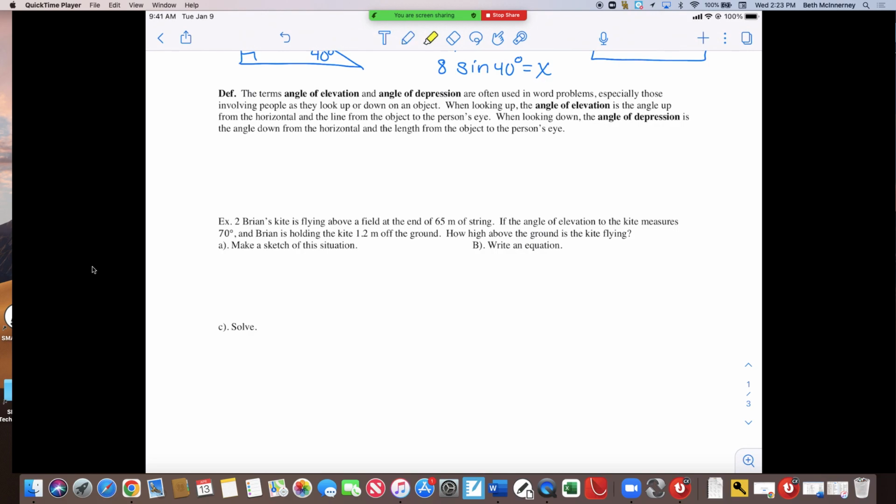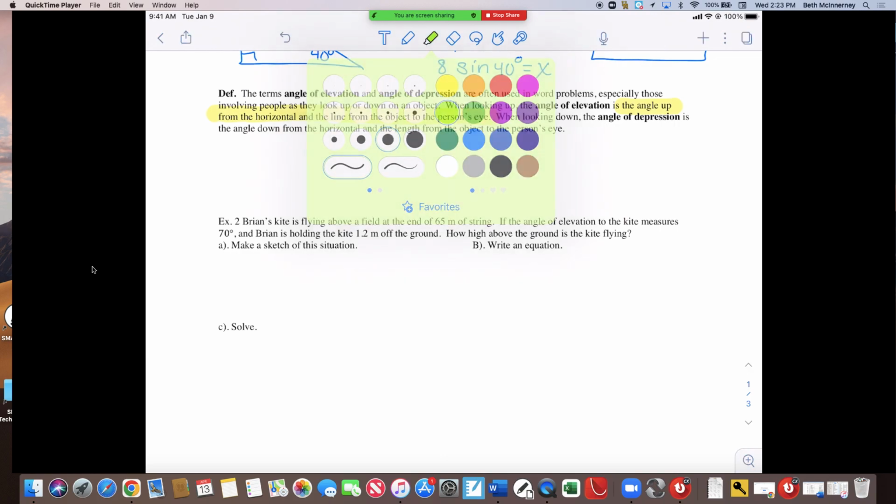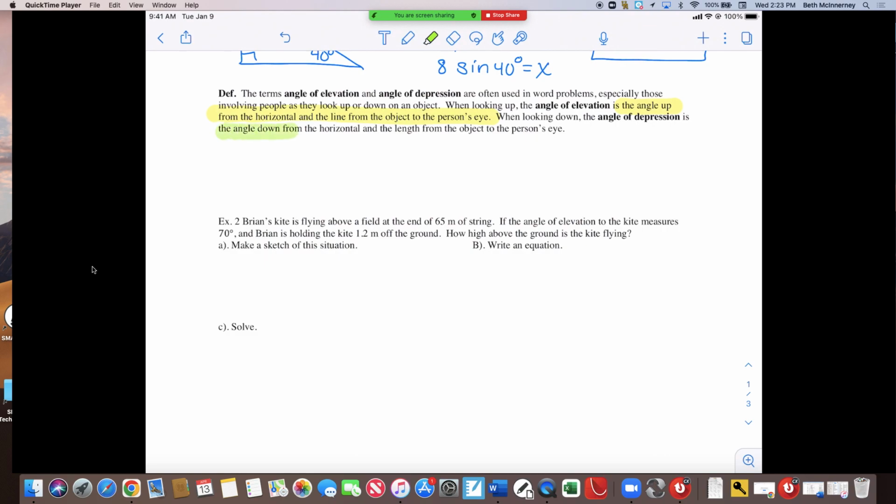But here's what I want you to do. The terms angle of elevation and angle of depression are often used in word problems, especially those involving people as they look up or look down. So when I have an angle of elevation, it's the angle up from a horizontal line. Change colors, and an angle of depression is the angle down from a horizontal line.